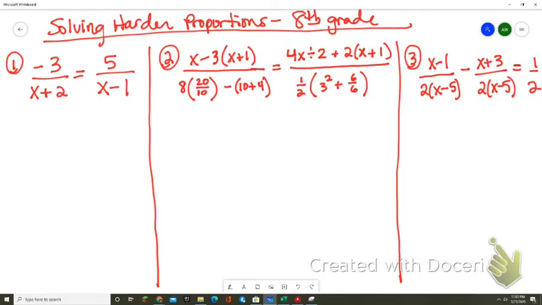We're going to solve proportions again today. I know you did this with Mrs. Wood, but if you look at the proportions I have ready for you guys, they're a lot harder than the ones you worked on earlier. So if you recall, solving proportions, you need to cross multiply.